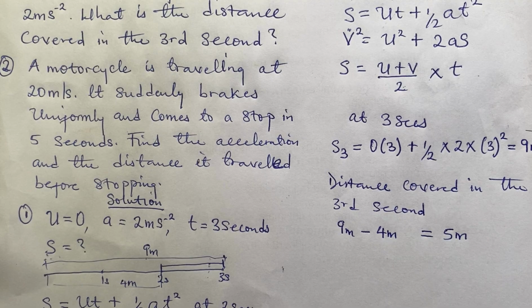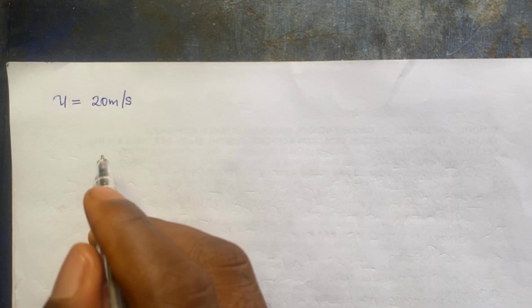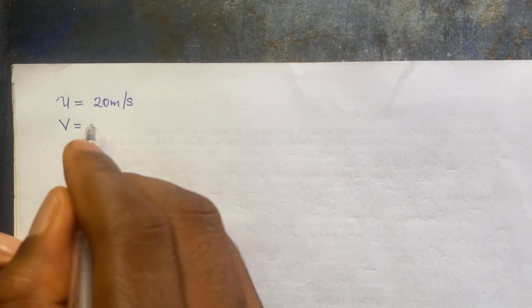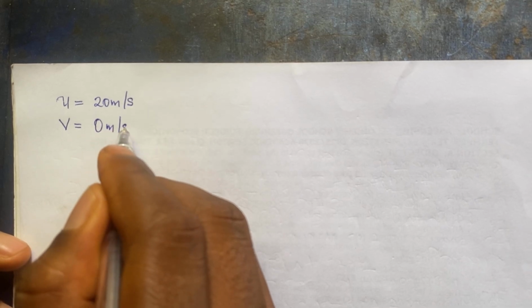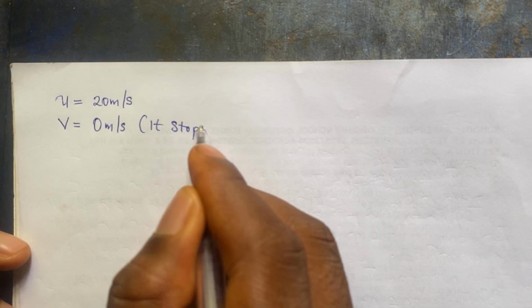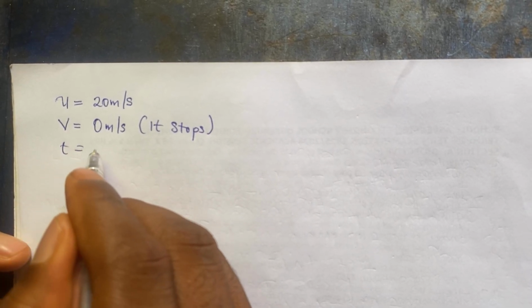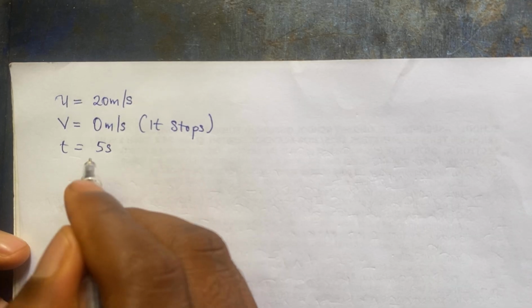So let's first write our parameters. From the question, the initial velocity u is equals to 20 meters per second. That is the velocity it was traveling with. Final velocity v is equals to what? 0 meter per second. Why? It stops. The vehicle has stopped, so there is no longer velocity. And the time given is 5 seconds.